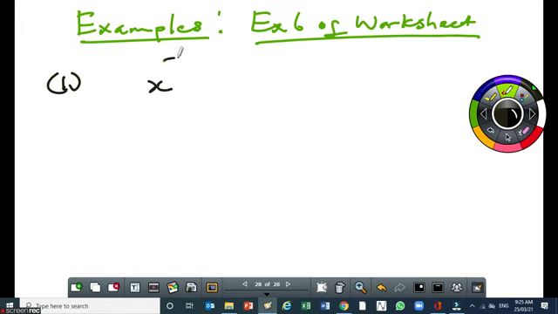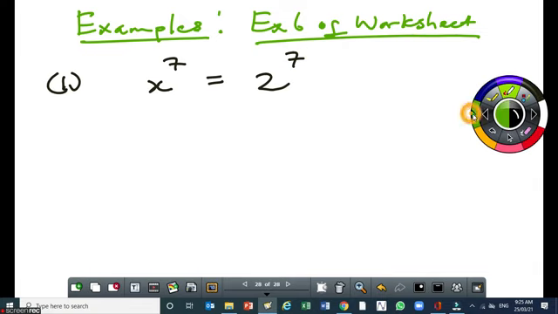If you have x to the power of 7 is equal to 2 to the power of 7, this is an exponential equation because we have 7 as an exponent. Because the exponent for x is the same as the exponent for 2, we can conclude that x is going to be equal to 2. That's the simplest example that you can encounter.